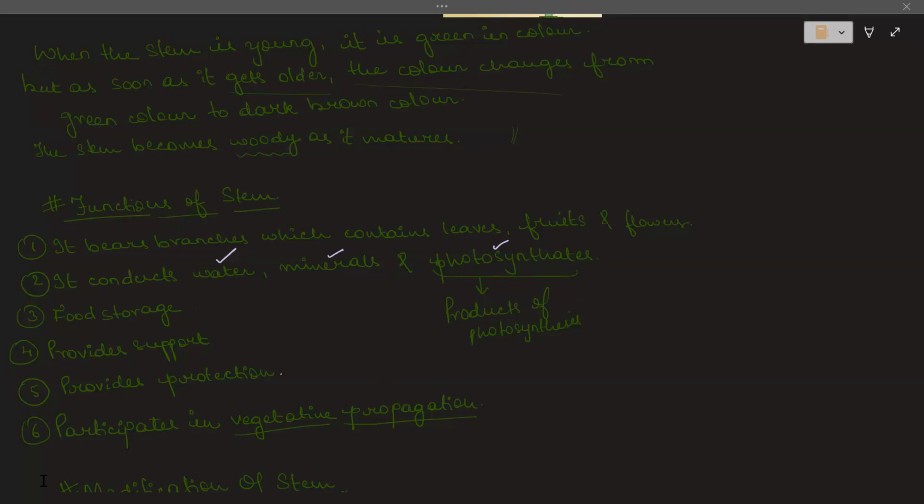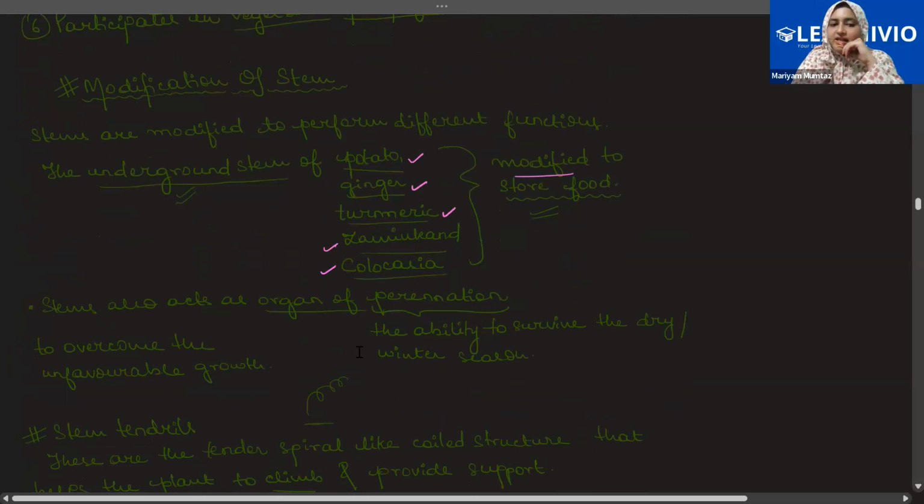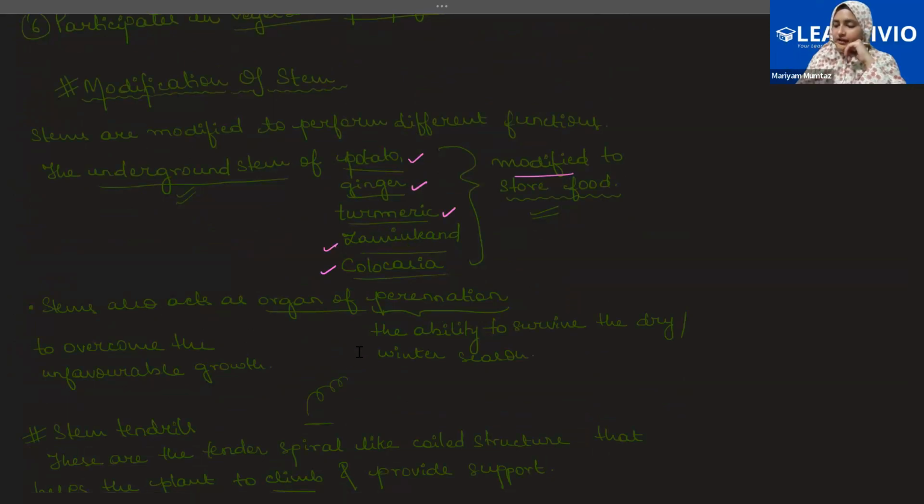Now moving forward, just like how we saw the modification of the roots, same way, we are going to see the modification of the stem. How the stem is getting modified to perform a variety of functions. Now, as I told you, what would be the normal function of the stem? It will be to conduct something. It will be to store something, right? All of these things would be the normal function of the stem. But now the stems have been modified to perform different functions from what they're supposed to.